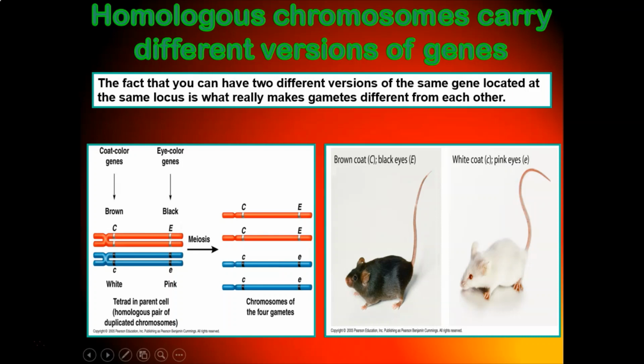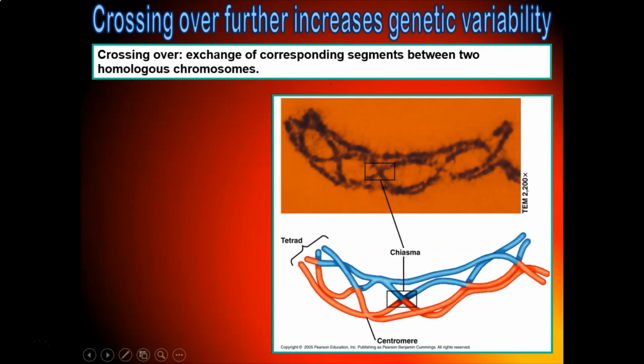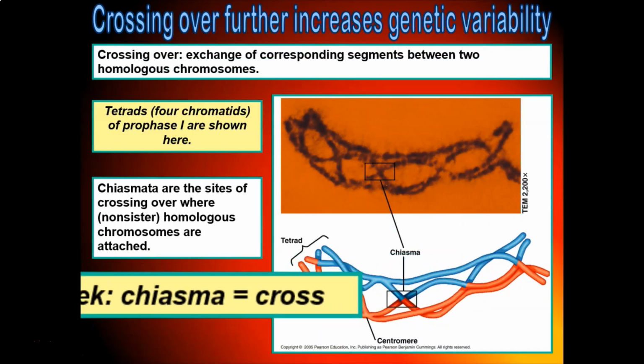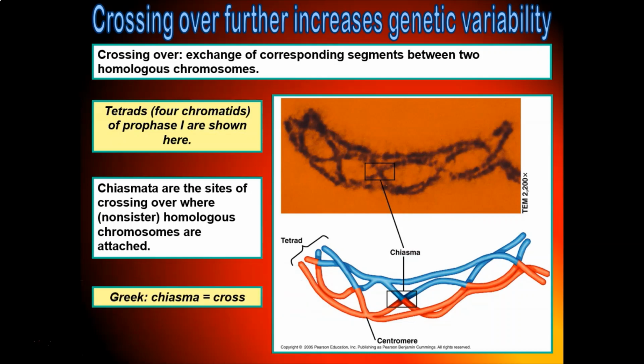So if you look, this mouse right here would actually look just like him, even though inside he carries, it looks like his dad must have given him these alleles, and his mom gave him these alleles. So same chromosomes, same genes, but different alleles in this case. Doesn't have to be different, but they are. So when you do crossing over, that increases genetic variability. And again, it's exchanging corresponding segments between homologous chromosomes.